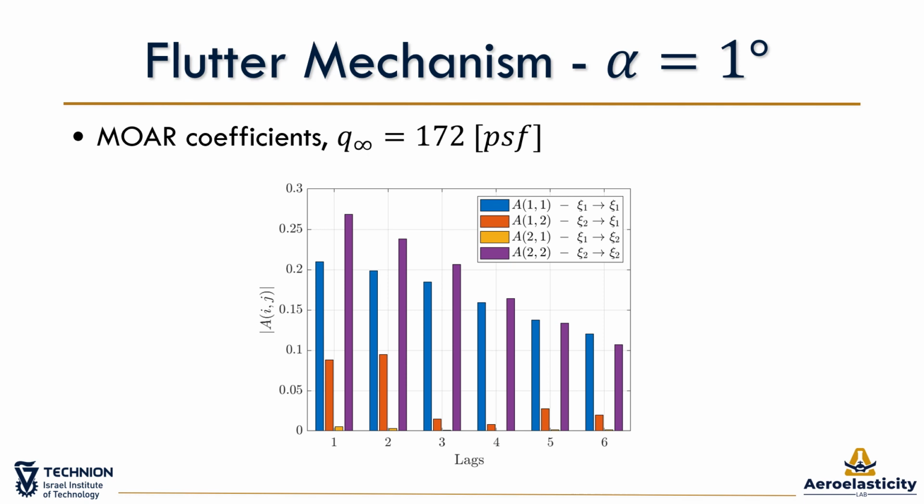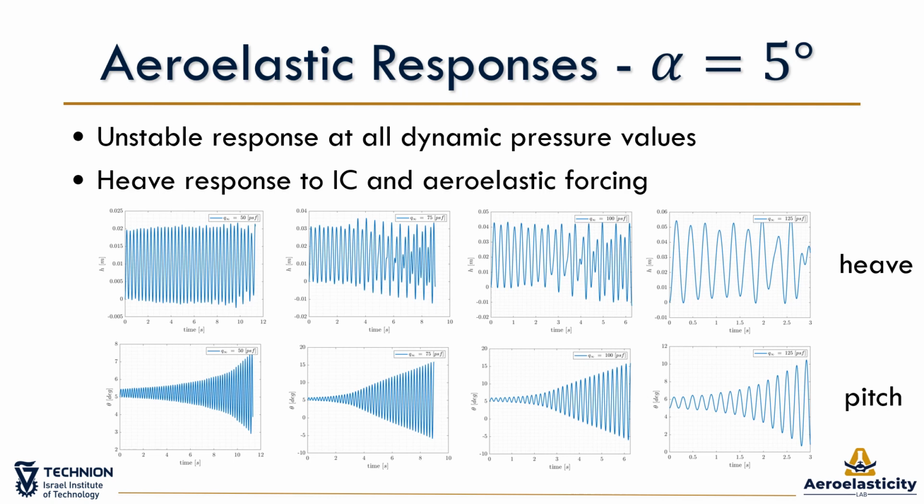Now we continue to the higher angle of attack of 5 degrees and follow the same roadmap as before in order to analyze the distinct flutter mechanism at this condition, which is above the stall angle of attack threshold as we've seen earlier. In this slide, we show the time histories of the heave and pitch displacements at 5 degrees angle of attack for several dynamic pressures. The system is unstable for all dynamic pressures presented, and the flutter onset dynamic pressure is significantly reduced compared to the 1 degree case. The pitch displacements clearly diverge while the heave only slowly grows.